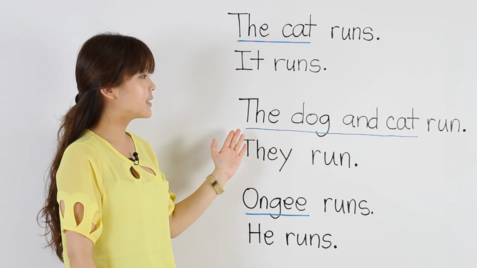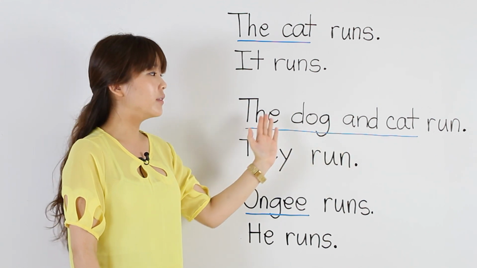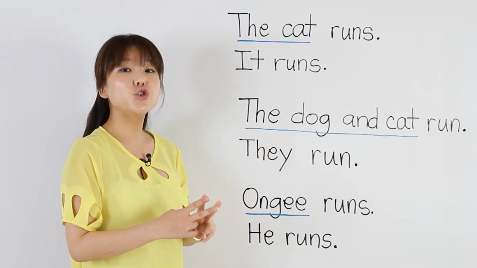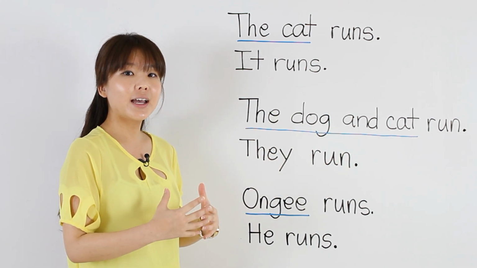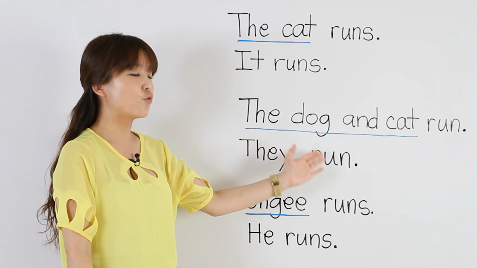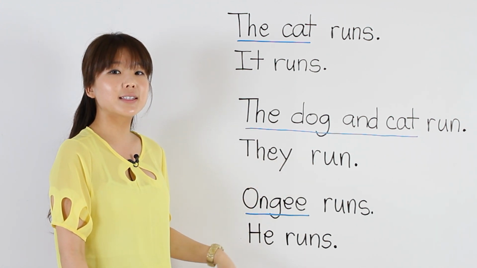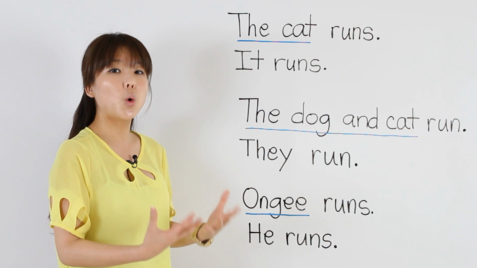The next sentence says, the dog and cat run. Now, the dog and cat, they are two animals. So anytime you have two or more things, we say they run. They. Okay. Now for the last sentence, I'm going to talk about my cat, Ongi.